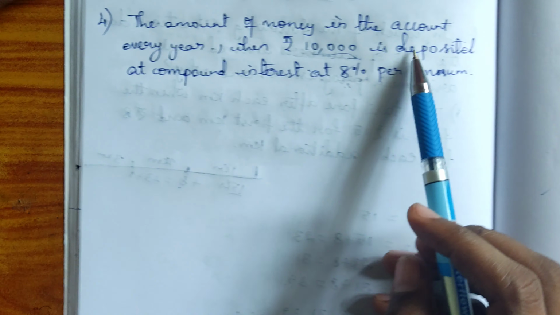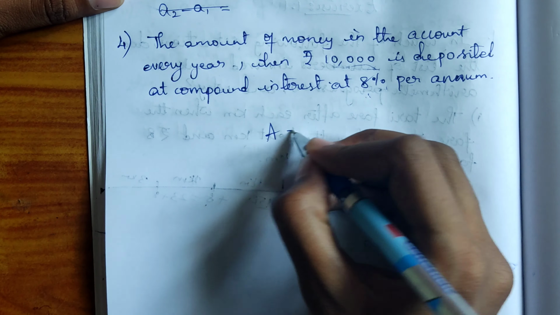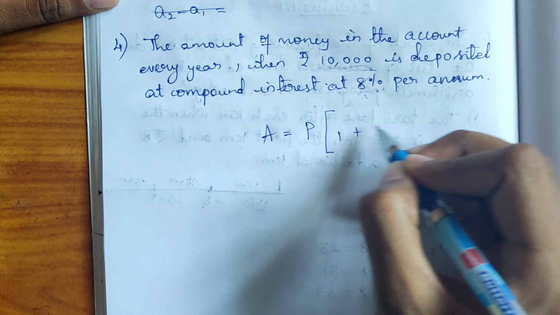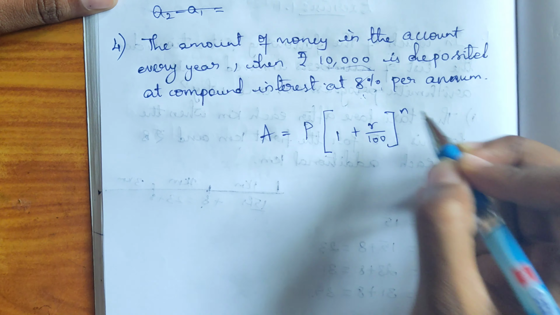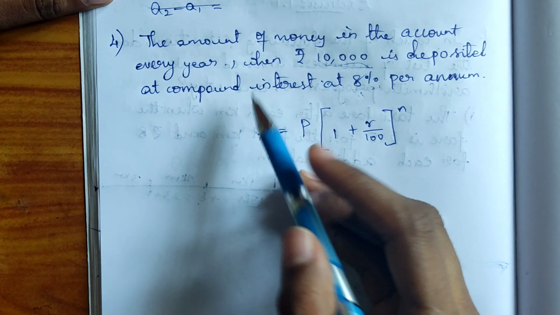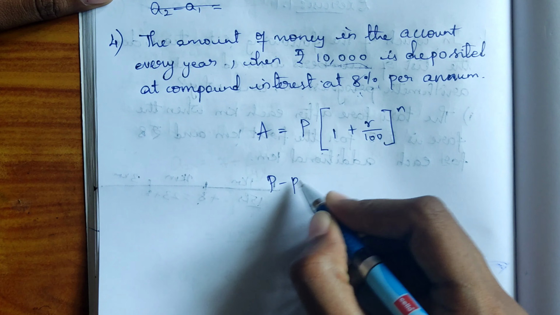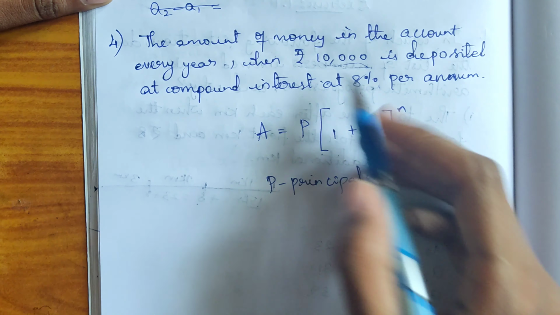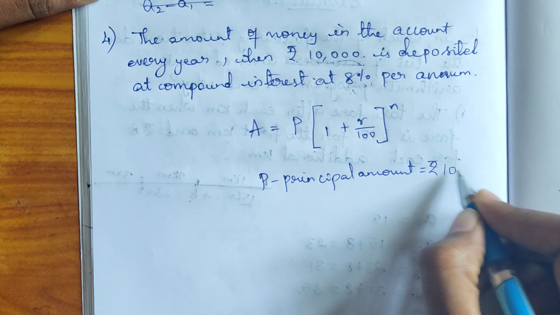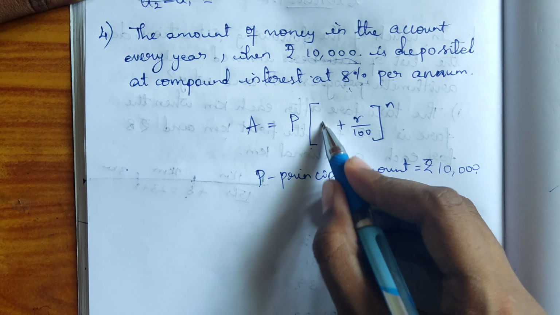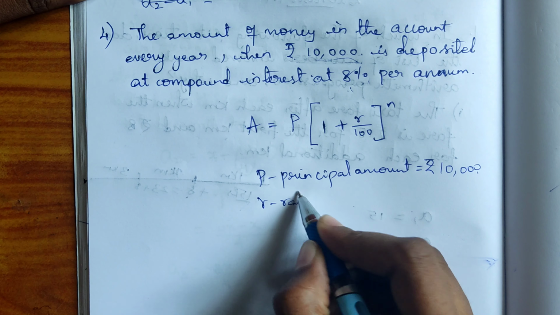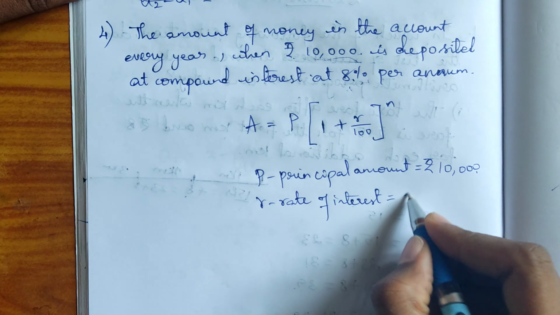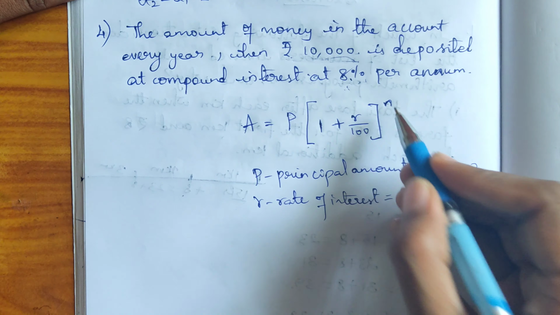Let us find out. To find this, we need to know the amount of money formula. That is A is equal to P into 1 plus R by 100 to the power of N. What is A? A is the amount of money in the account. P is the principal amount. What is the principal amount we have deposited? That is 10,000 rupees. Next, R is the rate of interest of compound interest. So the rate of interest is 8%. N is nothing but time.